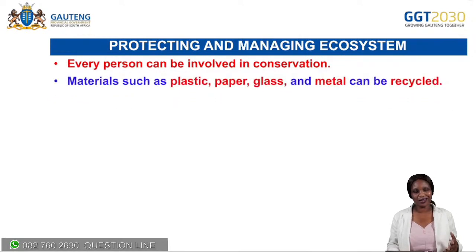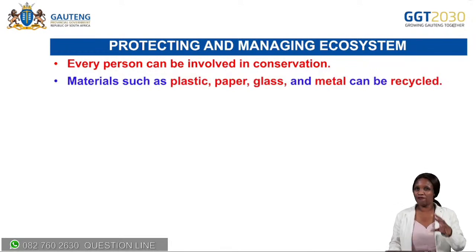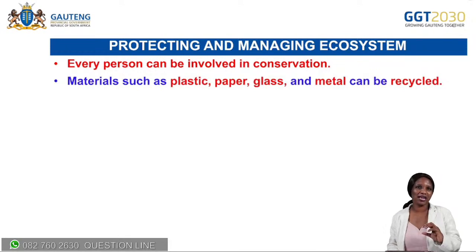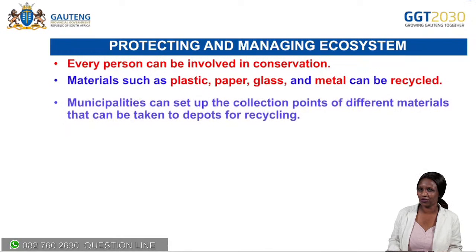And then materials such as plastic, paper, glass, metal can be recycled because they bring an imbalance in the ecosystem. If it is littered on land or if it is burnt, it destroys the ecosystem. It makes the ecosystem unbalanced. Therefore, we should reduce waste. If we say reduce waste, do you understand what we're talking about?